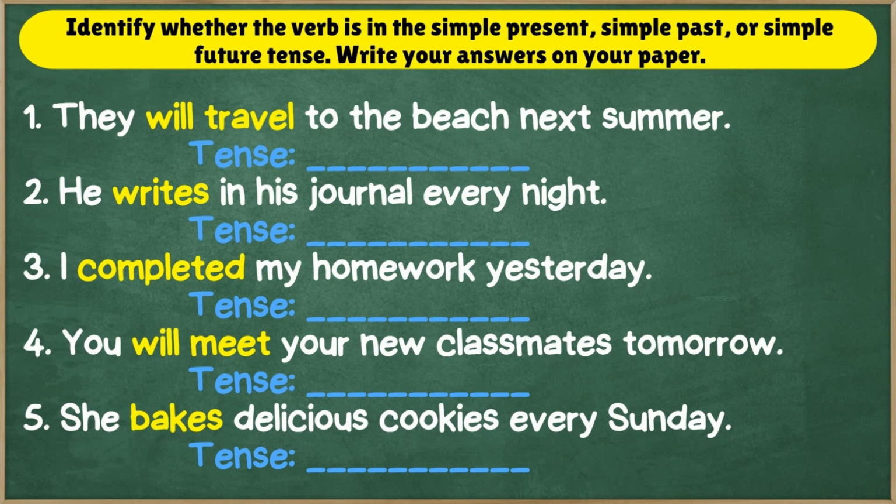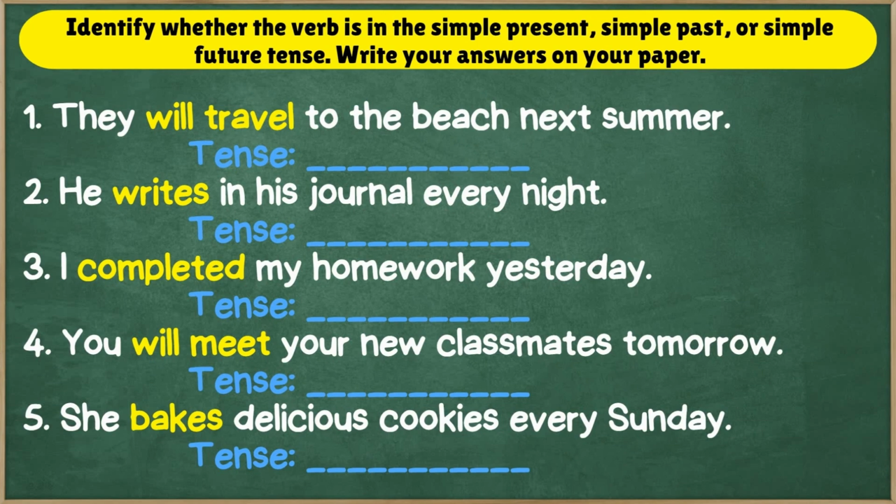Identify whether the verb is in the simple present, simple past, or simple future tense. Write your answers on your paper. Number 1, they will travel to the beach next summer. Number 2, he writes in his journal every night. 3, I completed my homework yesterday. 4, you will meet your new classmates tomorrow. 5th, she bakes delicious cookies every Sunday.